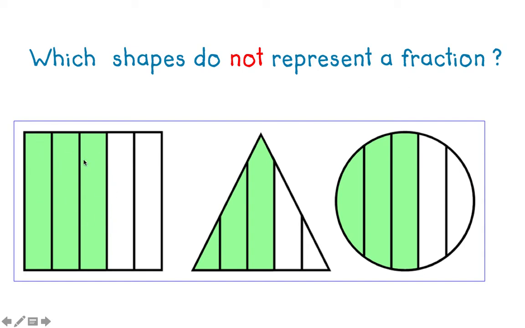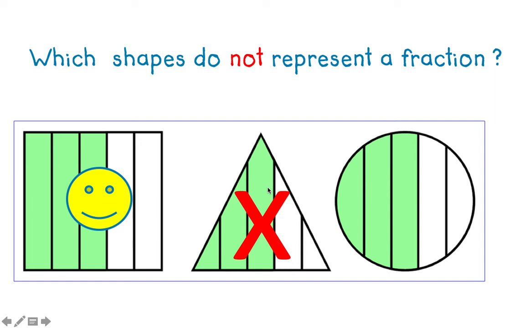It is cut into 5 parts. Here 5 parts and here 5 parts. The first one in the square, is this a fraction? Let us see. Yes. I need you to look at the parts in this triangle. Does this represent a fraction? No. And the last shape, the circle, it doesn't represent a fraction, but why?